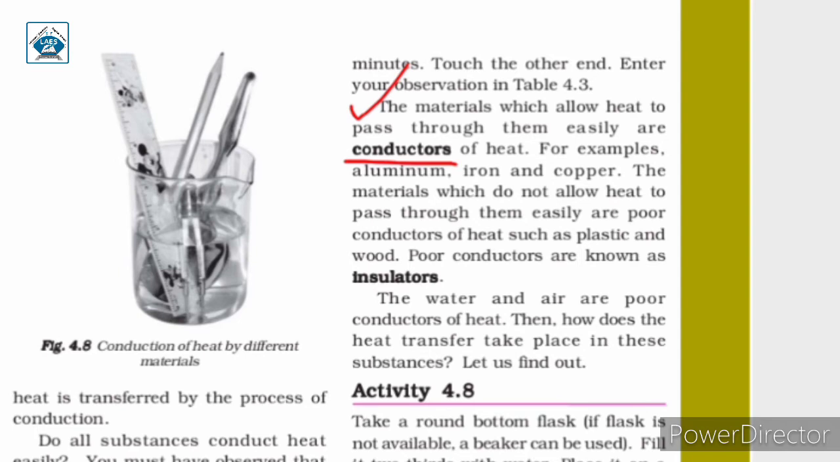And the examples of some conductors of heat are aluminium, iron and copper. The materials which do not allow heat to pass through them easily are poor conductors of heat, such as plastic and wood. Poor conductors of heat are known as insulators.